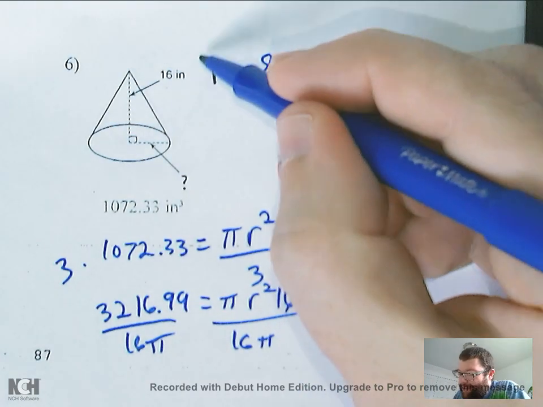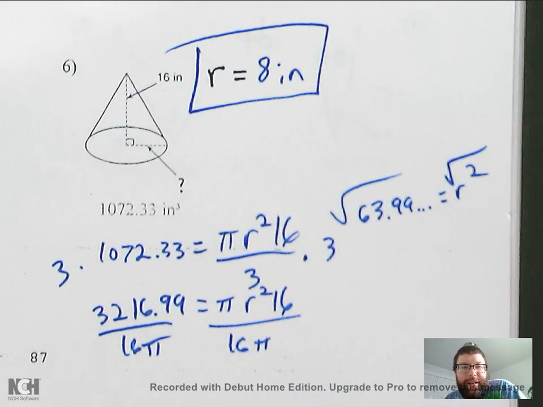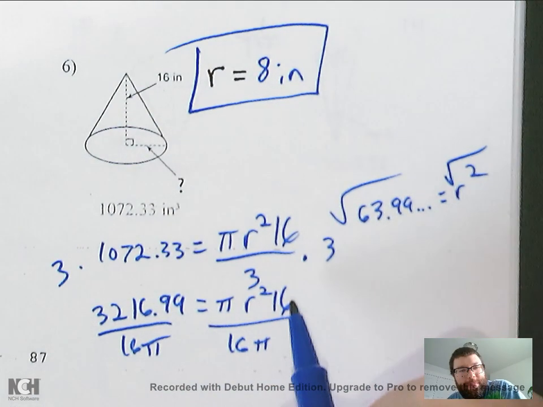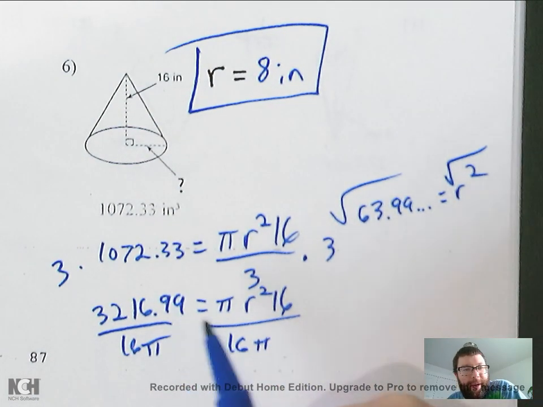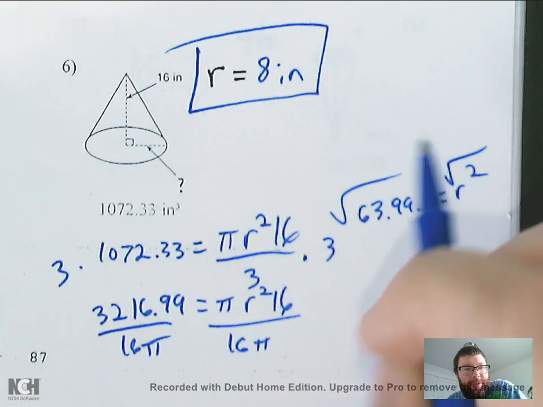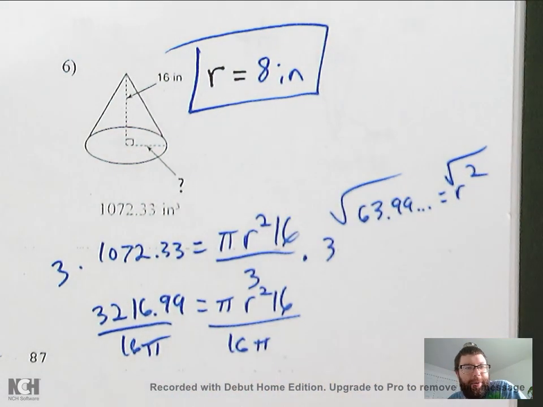And that's your answer. Not too bad, right? So again, all you did was multiply by 3, divide by pi and the height, square root, bingo, got your radius. That's it.